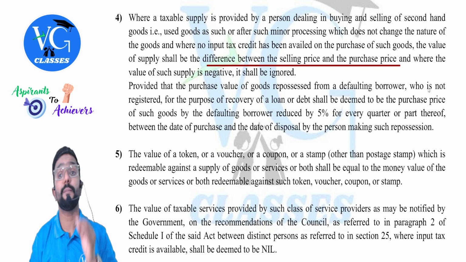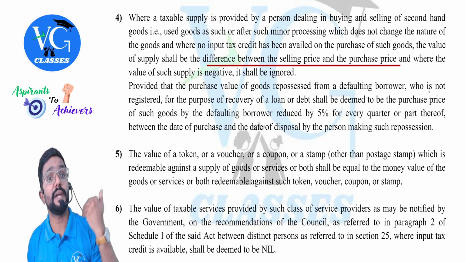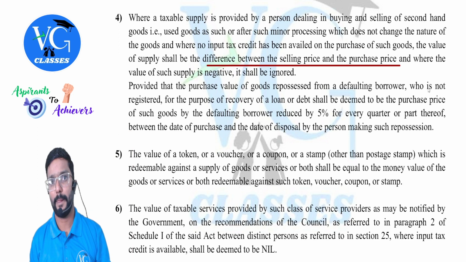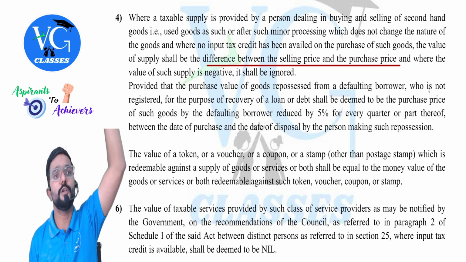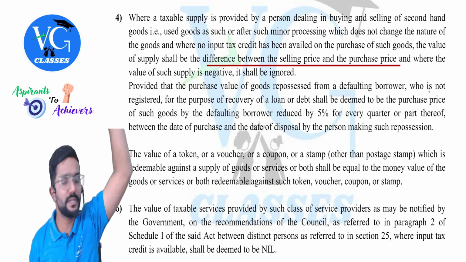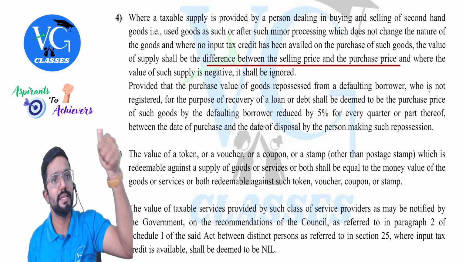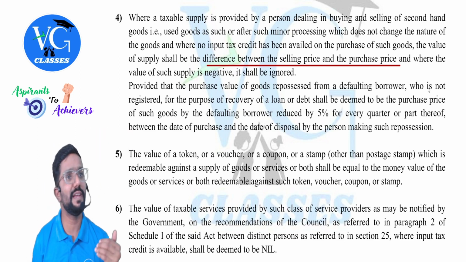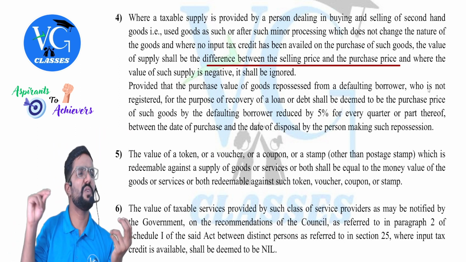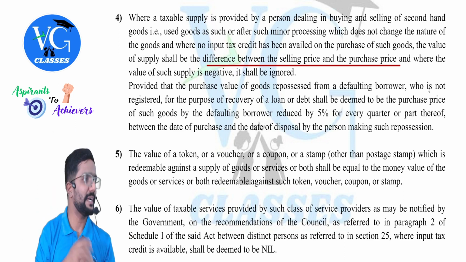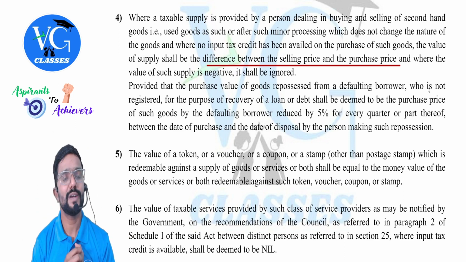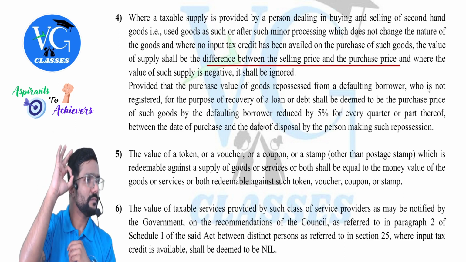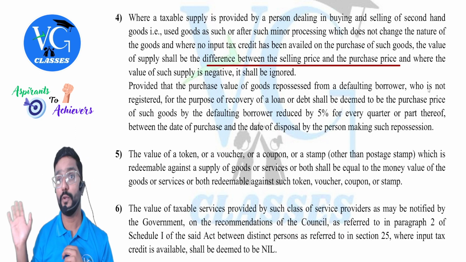That is my value of supply, provided I have not claimed credit on my purchases. Sir, if I have claimed credit on my purchases, then we need to follow the normal value of supply, which is given in Section 15, guys. Is that clear? And if it is a loss, for example, assume I purchased for 5 lakh, I couldn't find a good buyer, so I sold it at a much lower price, 4 lakh. 1 lakh loss. What is the value of supply? Zero. There is no negative value of supply, guys.